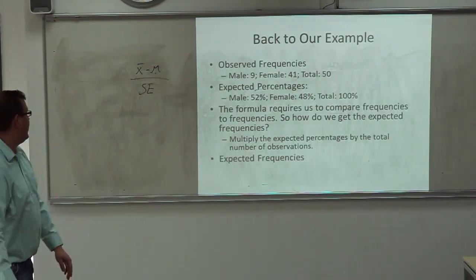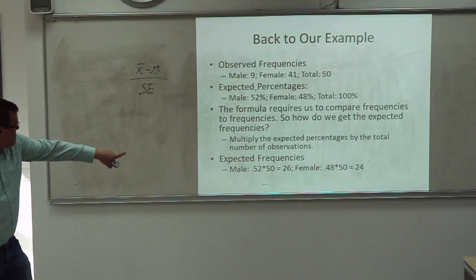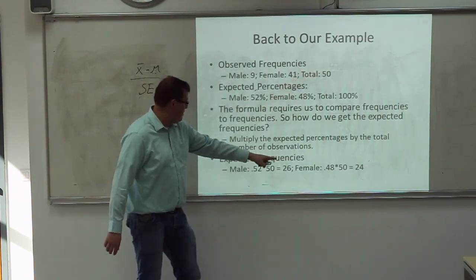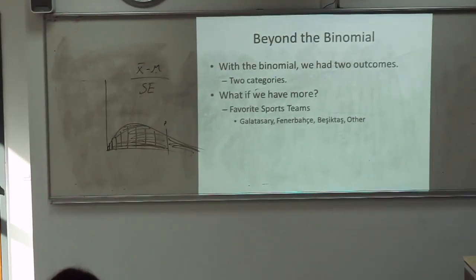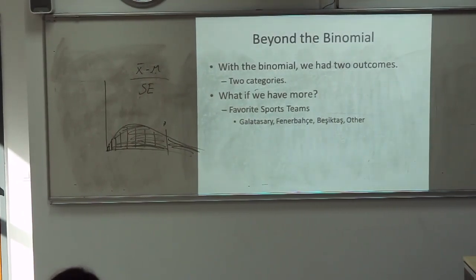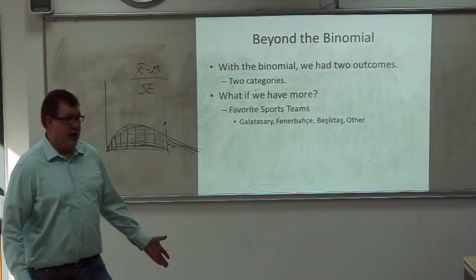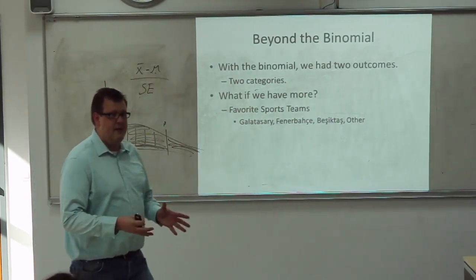26. Man, you guys are smoking. So expected frequencies for the male, 26. It's 0.52 times 50. And female, that's exactly right. If we have multiple categories, we can still use chi-square, because chi-square isn't limited to 2.